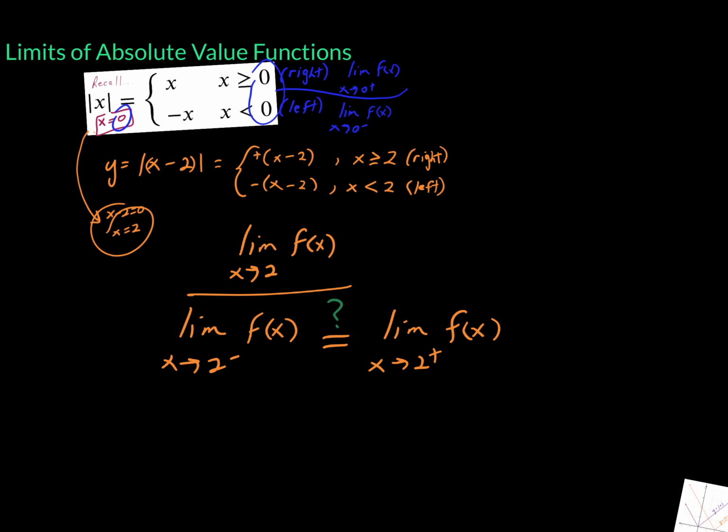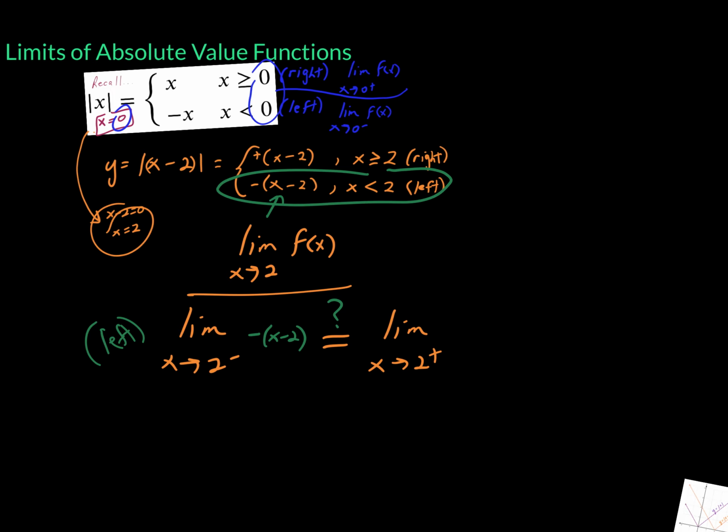Well, what function do we use when we're on the left side? This is the left side, right? Well, we use this function. Let me get rid of this f of x, because the f of x we use is on the left side. We use negative x minus 2. What about on the right side, when we're approaching 2 from the right? Here, let me change the color. This is the one we use: the positive x minus 2.